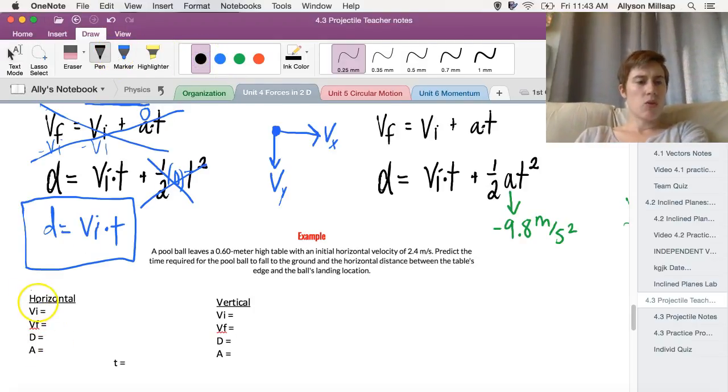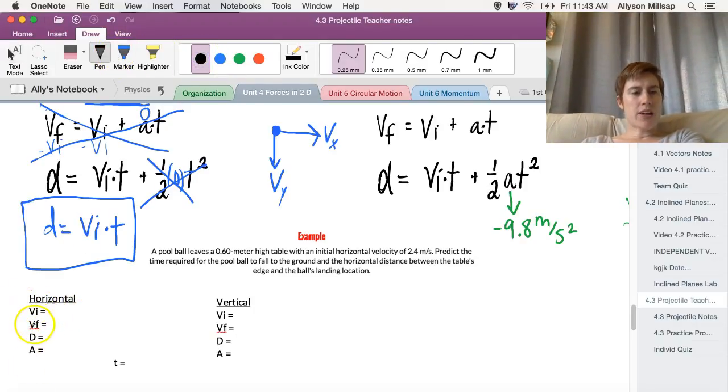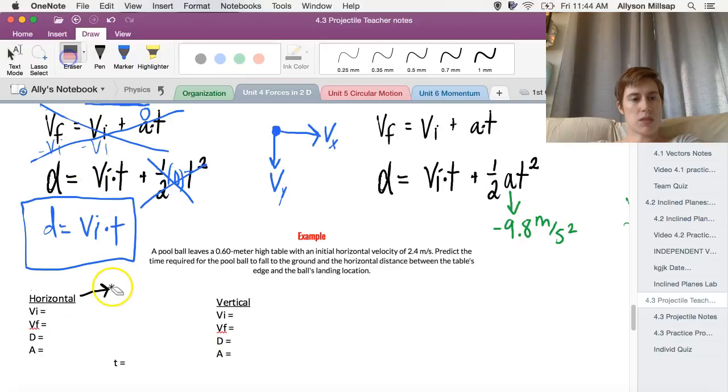You need to write down the horizontal factors: the initial speed horizontally, the final speed horizontally, the distance horizontally, and the acceleration horizontally. Remember, horizontal is this direction, so draw an arrow to help you remember that, and then vertically is up and down, okay?